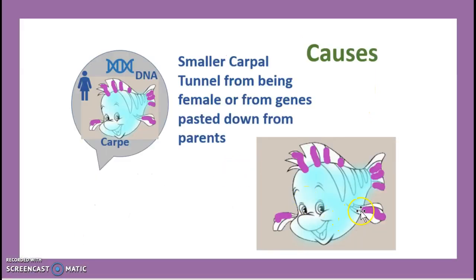Now, another way I like to visualize carpal tunnel syndrome is with a fish. Just picture this as a carp fish, which is a type of fish you can find. It's actually very delicious. So basically, just think of a smaller carp, so a smaller carpal tunnel. It is either going to come from being a female, or it is going to be genetically passed down from the parents. So that's how a smaller carpal tunnel is going to be caused.